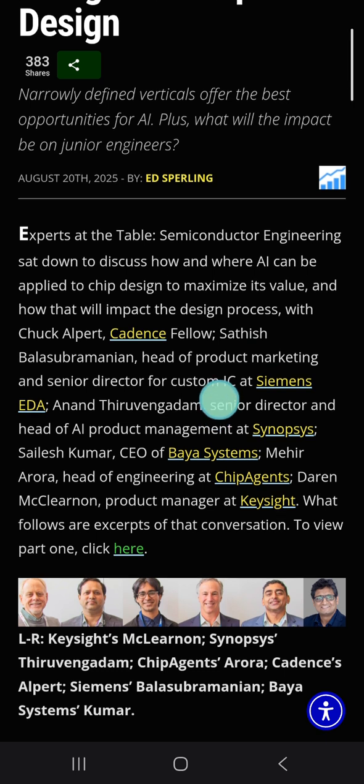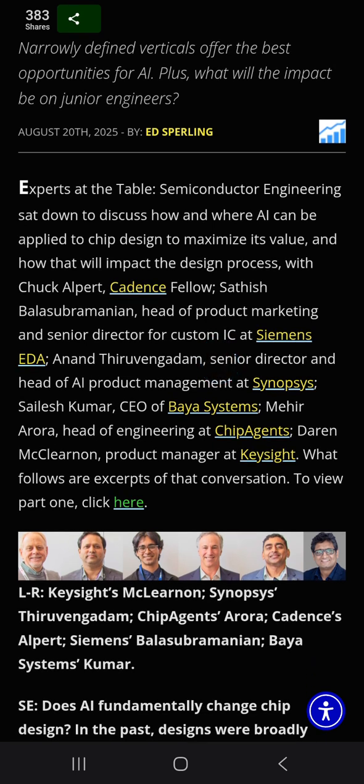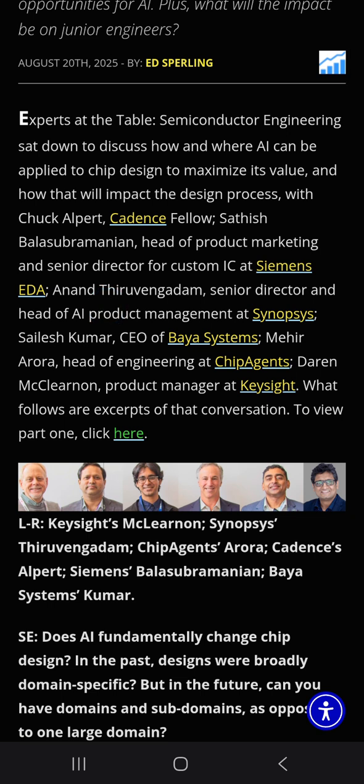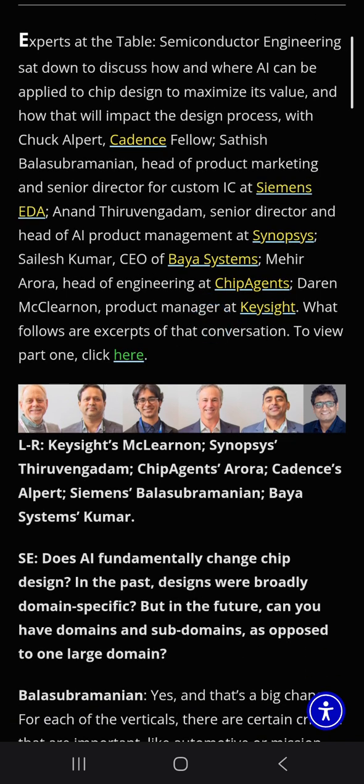Kenneth Fellow; Satish Balasubramanian, head of product marketing and engineering director for customized IC at Siemens EDA; Anand Tiruvengadam, Senior Director and Head of AI Product Management at Synopsys; Sailesh Kumar, CEO of Baya Systems; Mehir Arora, Head of Engineering at ChipAgents; Darren McClellan, Product Manager at Keysight.